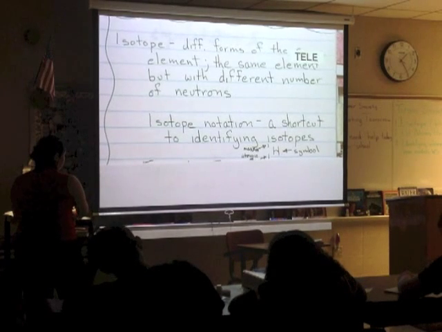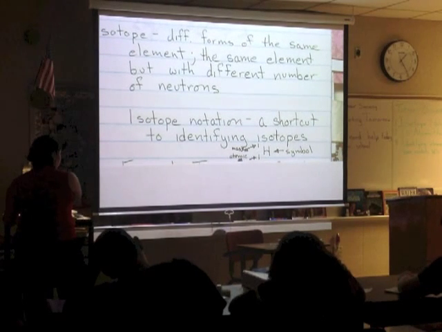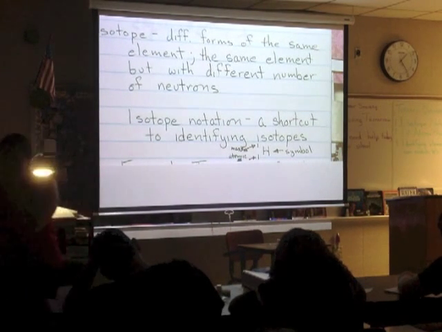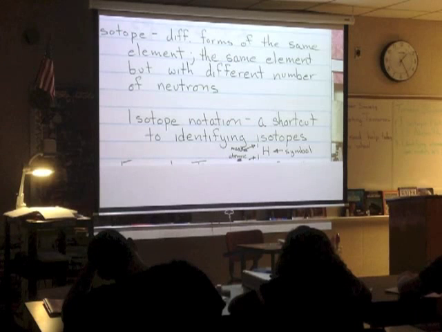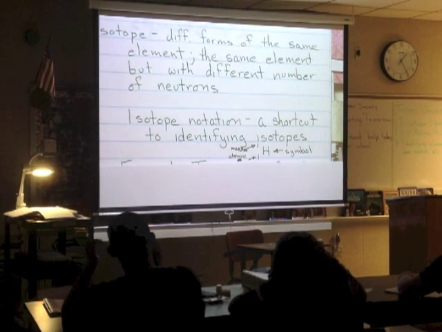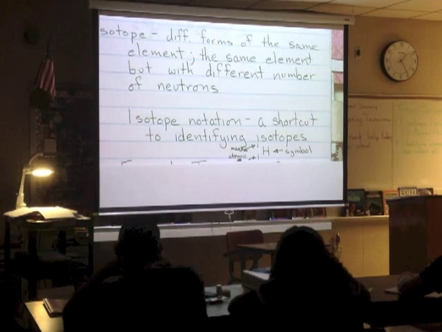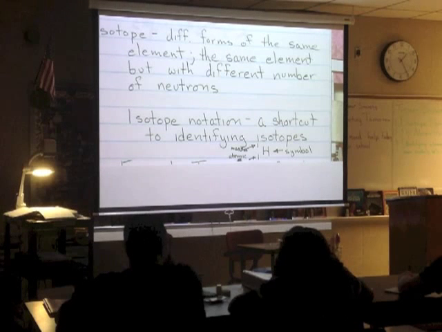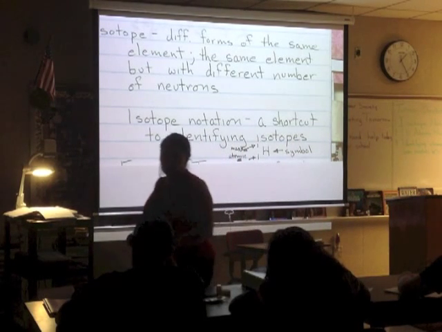Isotope notation is a shortcut way of identifying isotopes. In order for you to know what the isotope is and how to draw it, you need to know the protons and electrons, and that's given to you by the atomic number. But you also need to know how many neutrons, and that you're going to get from the mass number. So when we're drawing isotopes, we're still going to use the atomic number to find protons and electrons, and the mass number in order to find neutrons. But instead of the mass number on the periodic table, we're going to use the mass number that's given to us.